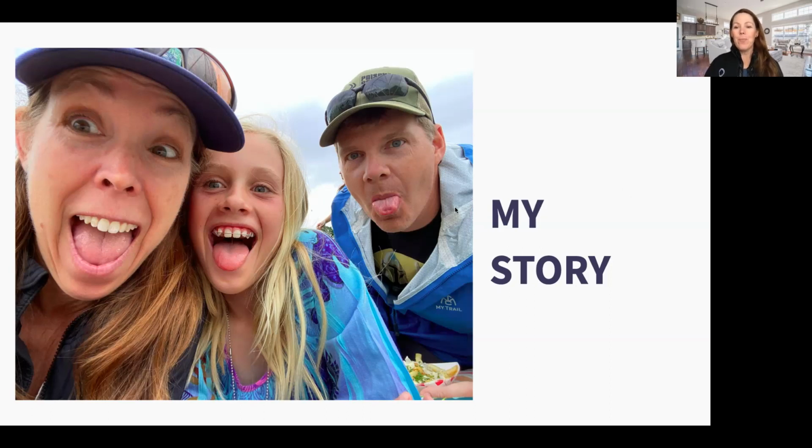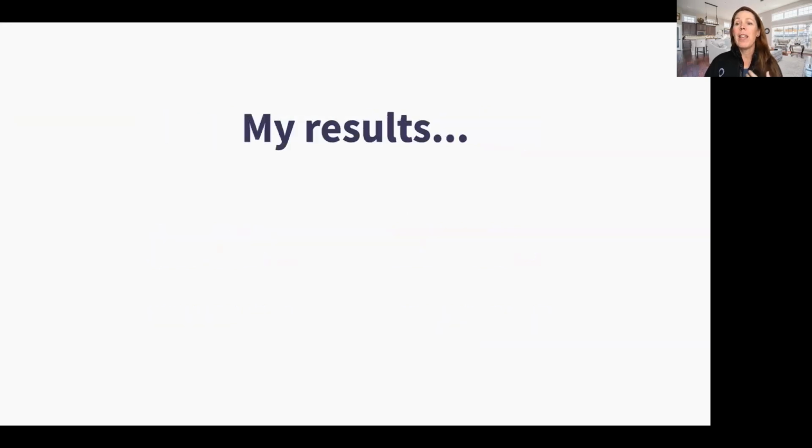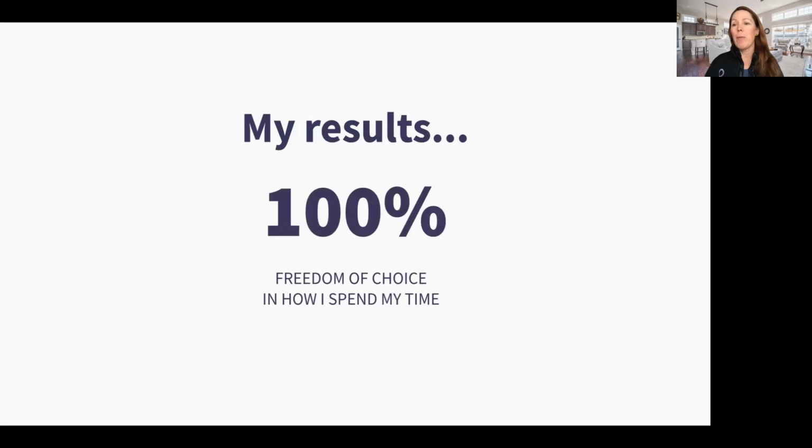All right. So I told you a little bit about our story. Where we're at today, we've got over 6,500 residential units, 2,200 self-storage, 7 car washes. We've got a couple other businesses that we run. This is us personally, my husband and I, but what all of this allows us to do, doing this in partnership and in a very leveraged way, is it allows us to gain results. And that result, what most of you are here to share in today, is how do I get time freedom, choice freedom, impact freedom. Okay.